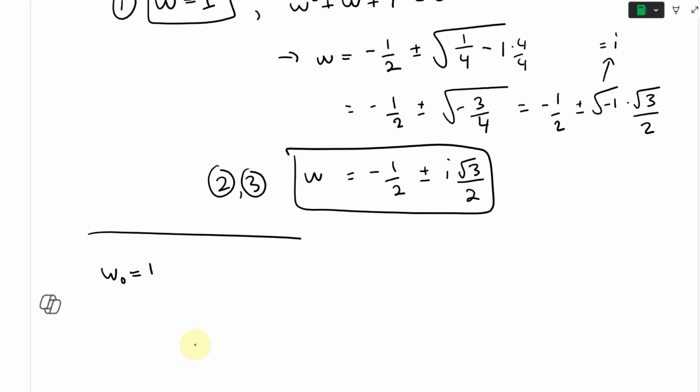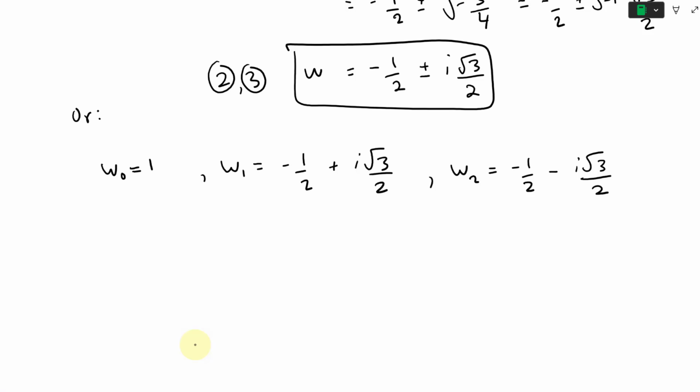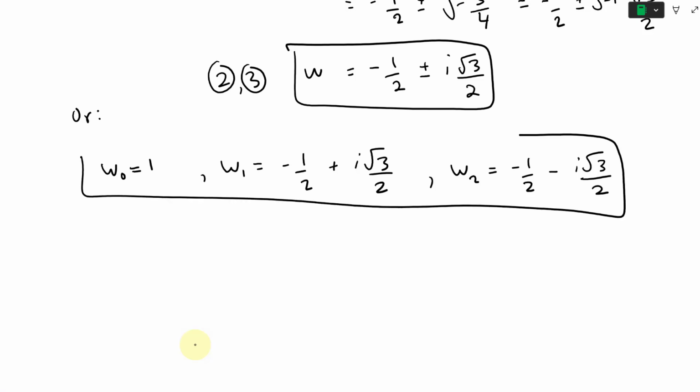The next one is w1, which equals, let's do the plus, negative 1 over 2 plus i square root 3 over 2. And lastly, w2 equals the same with the negative: negative 1 over 2 minus i square root 3 over 2. All right, so the cube roots of unity have 2 complex solutions and 1 real number. I'll box this whole thing out. Those are the solutions there.